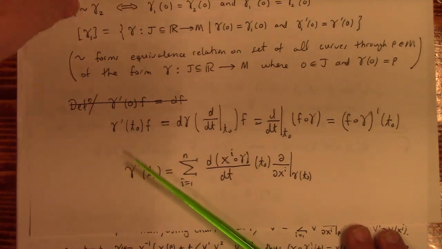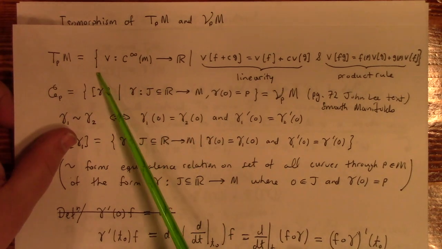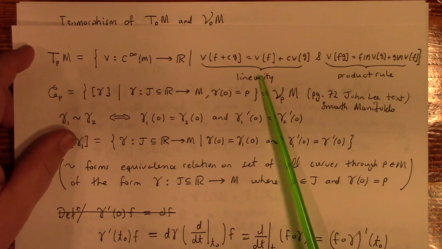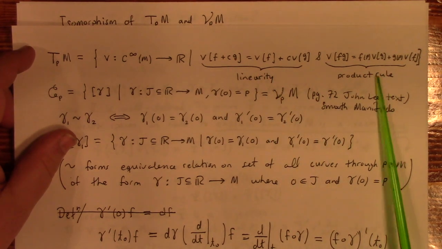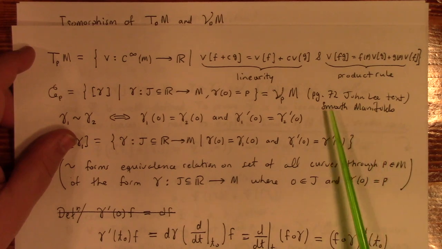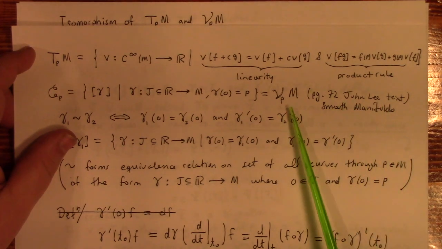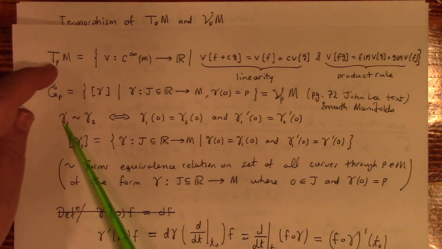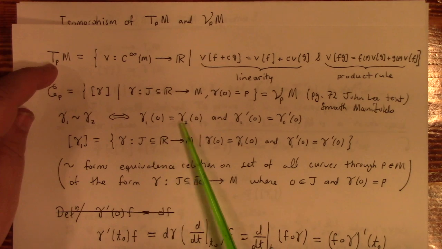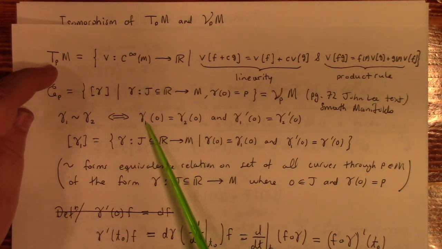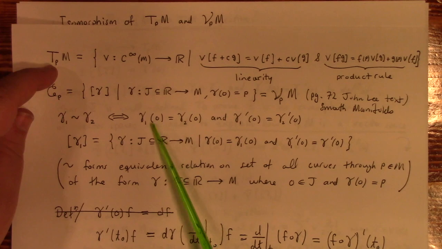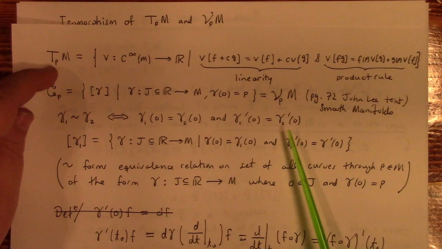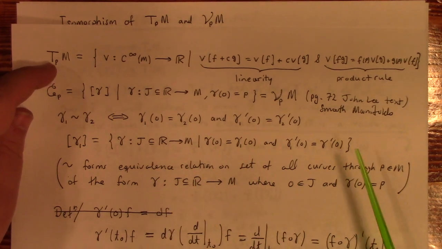Just to recap, of course, TpM is derivations on smooth functions, which means linear, and it obeys the product rule. On page 72, John Lee's text says a few things about the equivalence classes of curves. Here's the basic definition: gamma 1 is equivalent to gamma 2 if, using 0 as the base time to match things up, they are equal to p and the velocity vectors are equal. That's what we need for equivalence of the curves.